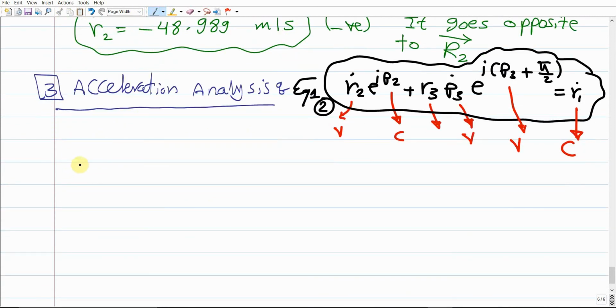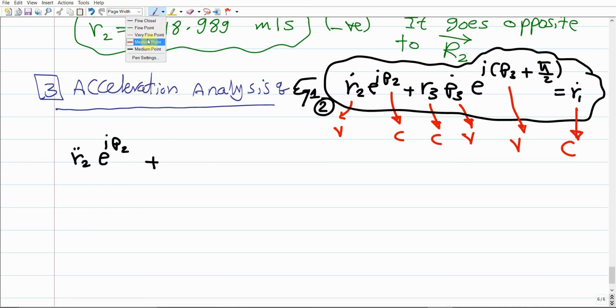So for the position analysis, let us do the derivative for the first term. It is very simple. The exponential term is constant, but the r dot is variable. So the derivative will give us r2 double dot and e^(i theta 2). We just carry this term as it is. Plus, how about the R3? We said that the R3 is constant.